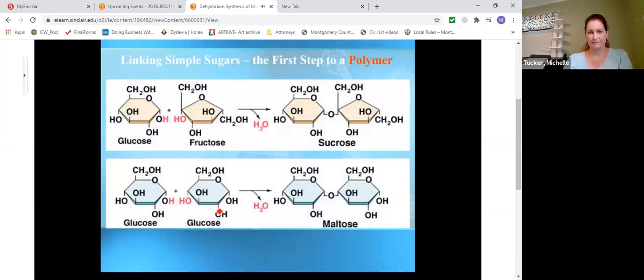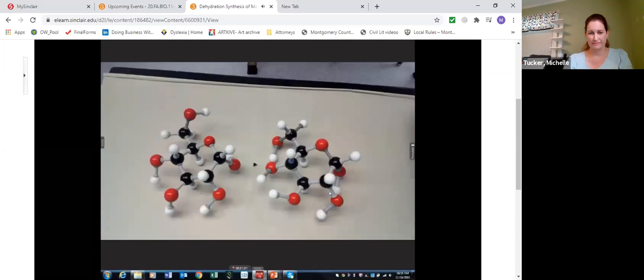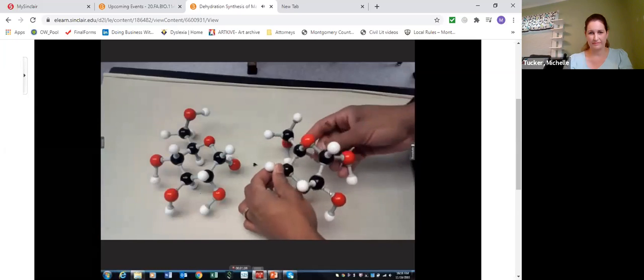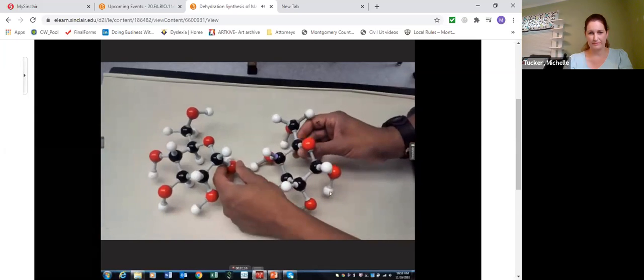So you'll see 1, 2, 3, 4. Here's 4 right here, and here's 1. And this right here is going to be a bond. This is the bond that connects one carbohydrate, a monosaccharide, to another, and this is called a glycosidic linkage. Glycosidic linkage. I have this little purple bond just to show what's going to happen.